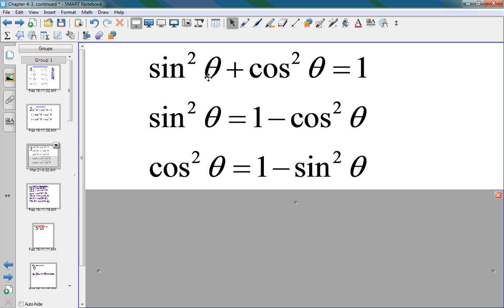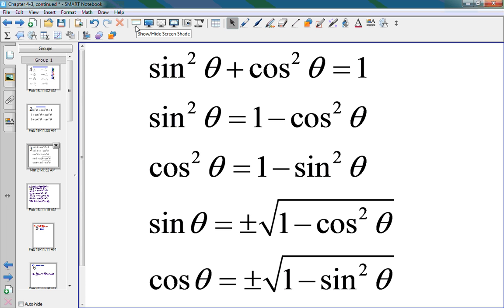Could I then solve it for just sine rather than sine squared? How would I solve for sine? Take the square root of it. How would I solve for just cosine? Take the square root of it. So do you see that actually, when I have one trig identity, I actually have 5? You do the whole problem with the square root.